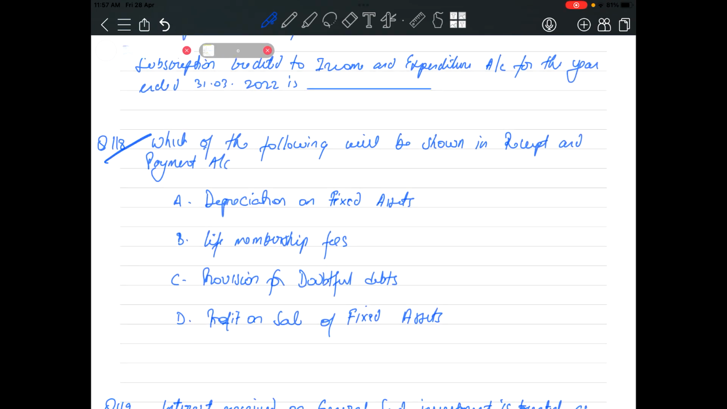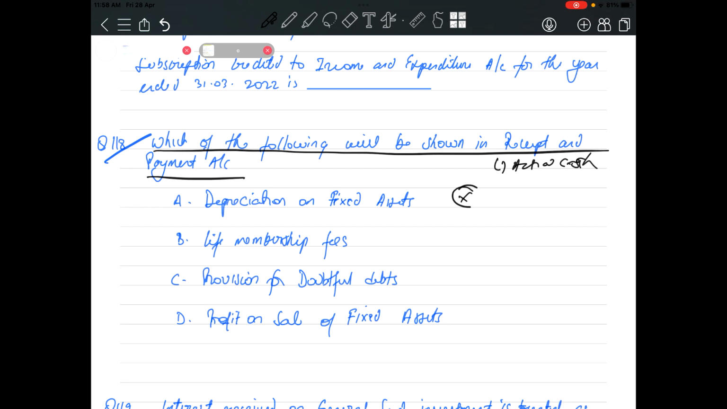Now come to question number 118. Which of the following will be shown in receipt and payment account? Depreciation? No. In receipt and payment, we know only actual cash will go. Is depreciation an actual cash? No. It is a non-cash item, so this will not go.